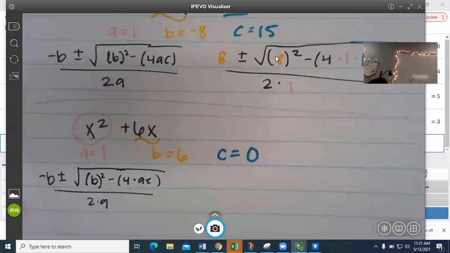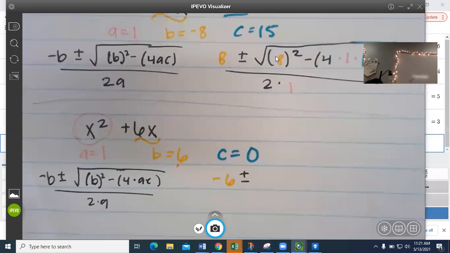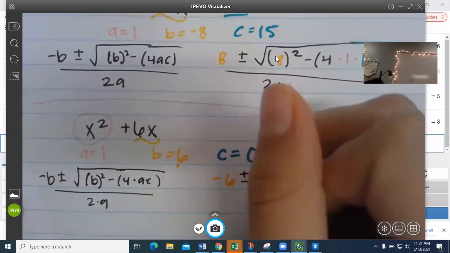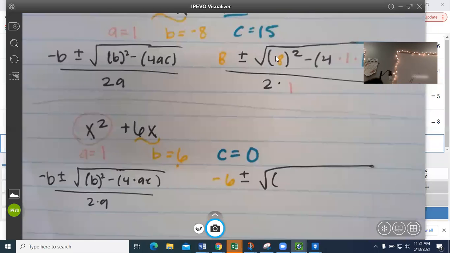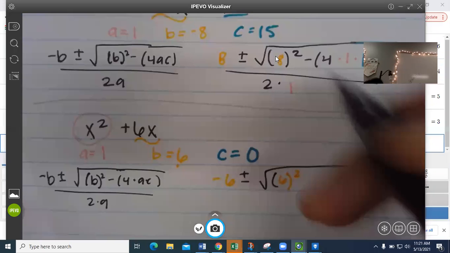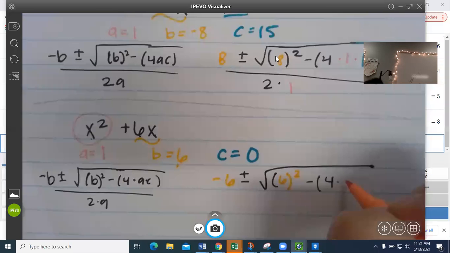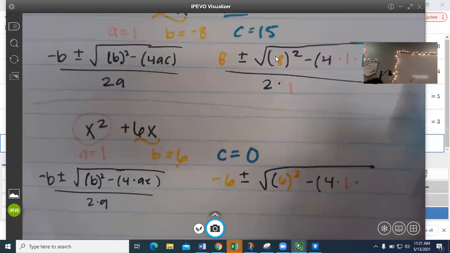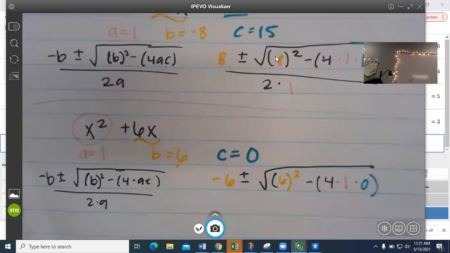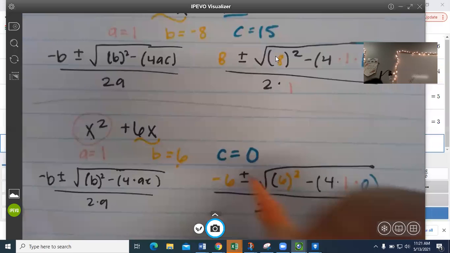Okay, so let's change it. The first thing, it's positive, I have to change it to negative. Okay, and then I'm going to put plus or minus. That means I do plus and then I do minus in the calculator. Square root of b squared, my b is 6, squared minus 4 times the A is 1, times the C is 0, all over 2 times the A is 1.